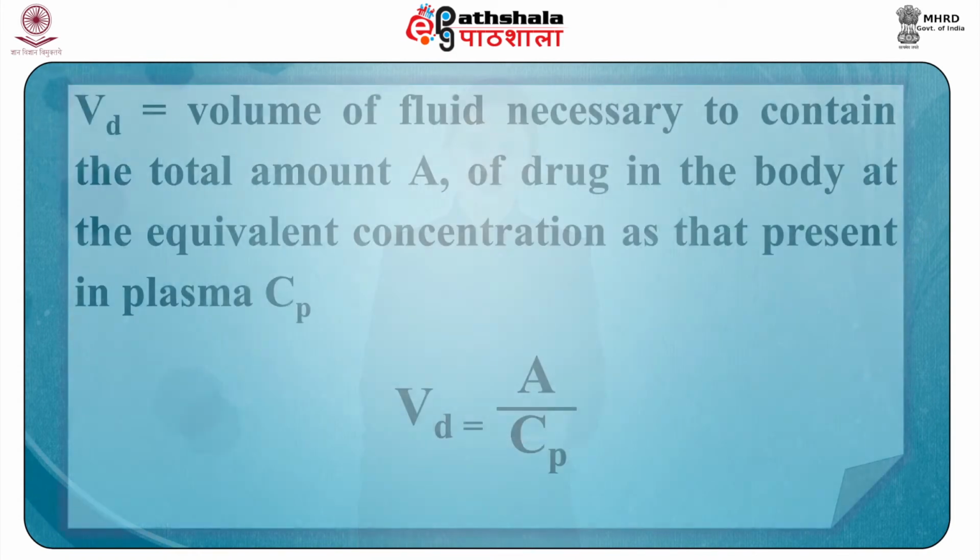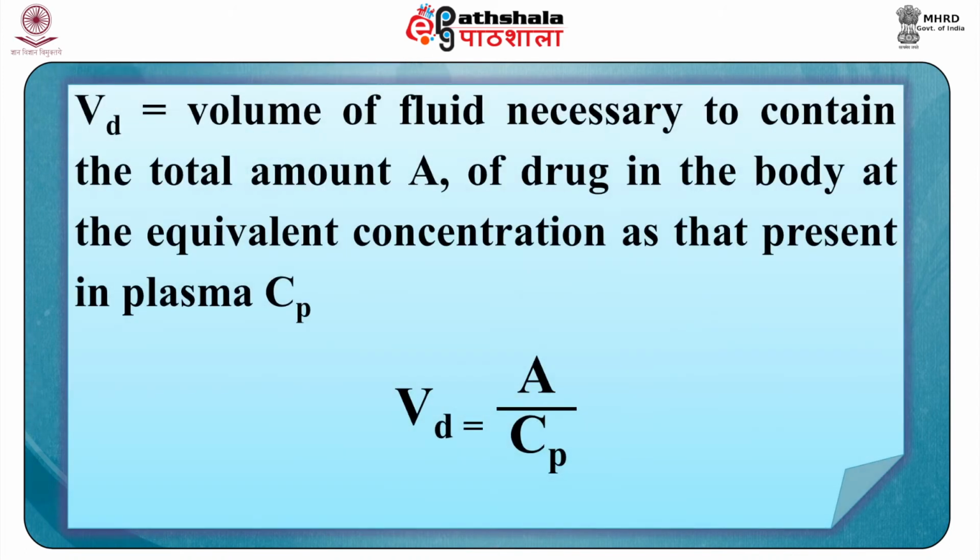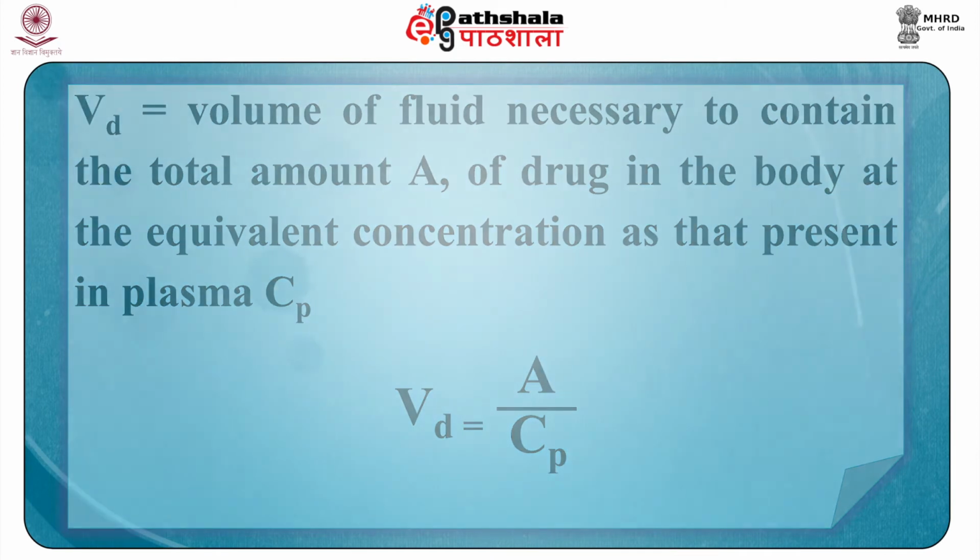Generally, after a toxicant or drug is absorbed, it can be distributed into different physiologic fluid compartments. The apparent volume of distribution, that is Vd, is defined as the volume of fluid necessary to contain the total amount A of drug in the body at the equivalent concentration as that present in plasma, Cp. The expression shows Vd is equal to A by Cp.